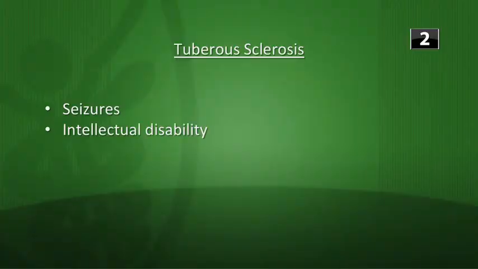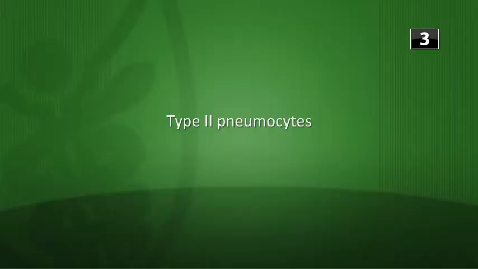Next, what is the classic triad of tuberous sclerosis? So the classic triad is seizures, mental retardation, or intellectual disability is what it's called now, and then angiofibromas. Next question. What cell type proliferates during lung damage? Remember, that's going to be your type 2 pneumocytes. All right, that's going to be it for the warm-up. Let's get to that lecture now.